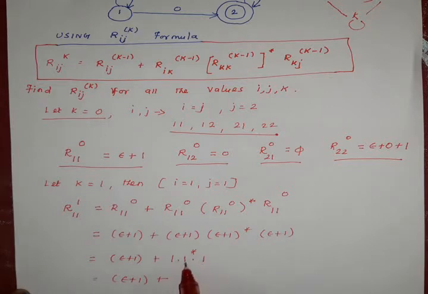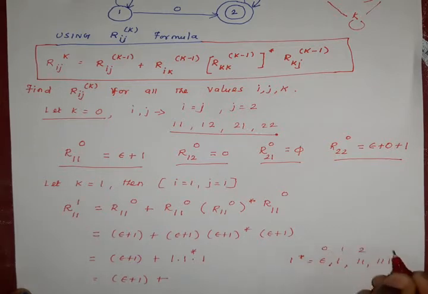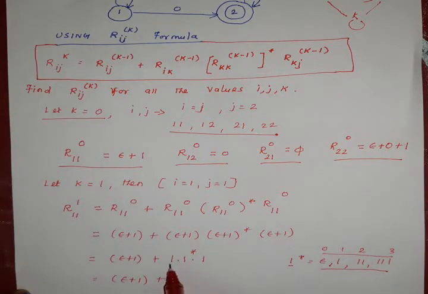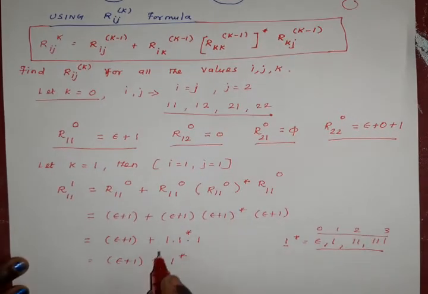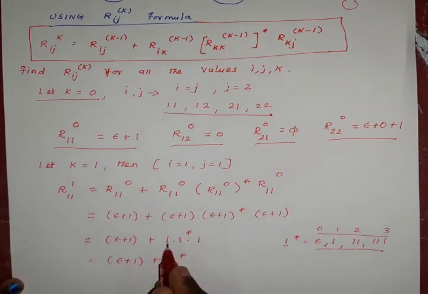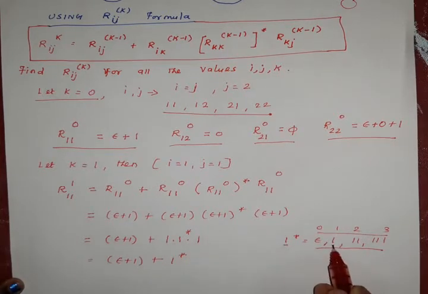Actually, what is the meaning of 1 star? 1 star includes epsilon because it is the closure symbol with 0 or more times. So epsilon, 1 time, 2 times, 3 times, right? 0 times, 1 time, 2 times, 3 times occurrence of the particular input symbol. So we can simply write the whole 3 terms as 1 star because here 1 occurs, here 1 occurs, and both 1s are the result of the 1 star.